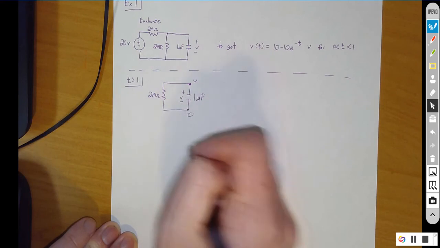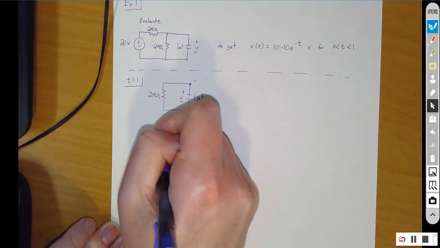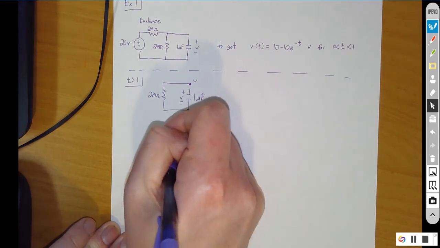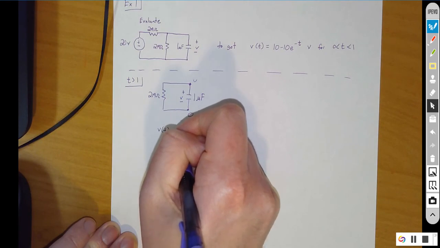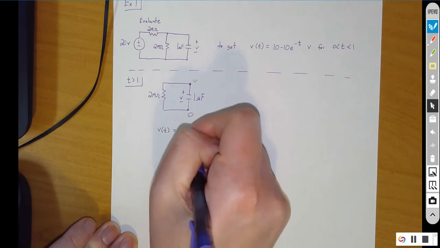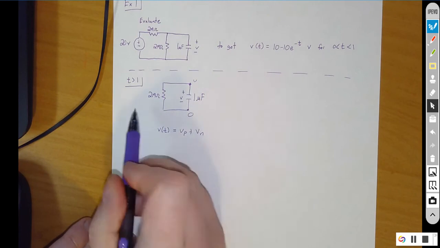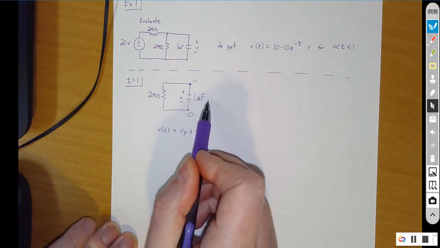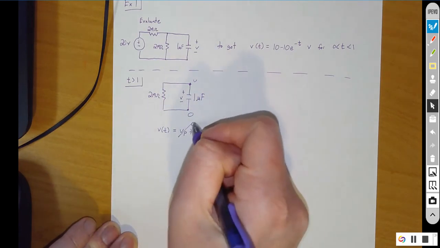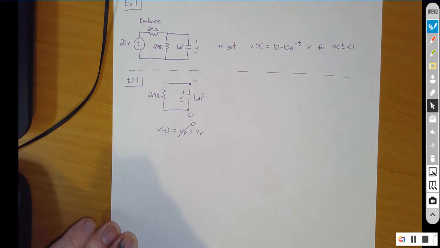We know that we're solving for V, which is across this capacitor here. We know that it's going to take the form V of t equals V particular plus V natural. Because we have no voltage sources or current sources, we know that this particular response is going to go to 0.